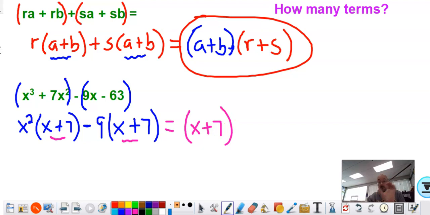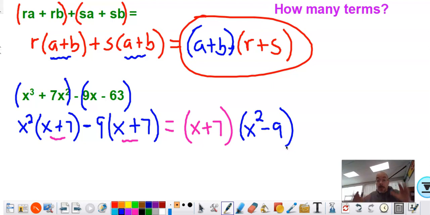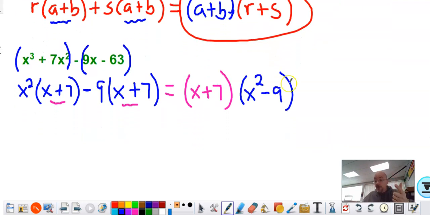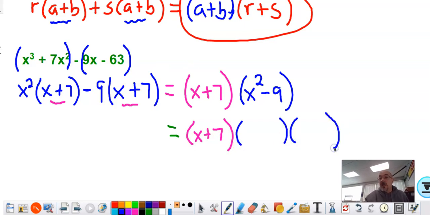So one of my factors is x plus 7. Just write it once. Okay, you pulled it out. Now, what's left is x squared minus 9. But oh my goodness, ladies and gentlemen, x squared minus 9, we're not done. I recognize that. Hopefully you did too. That is a difference of 2 squares. So my final answer is x plus 7, and then since this is a difference of 2 squares, that becomes x plus 3, x minus 3. Whoa.